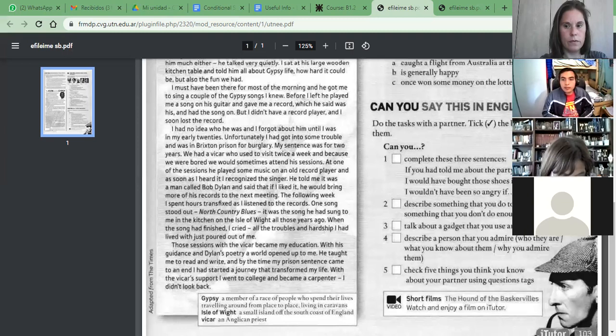I would have bought those shoes if I had money. Had, like past perfect, and then would plus the present perfect verb. Claro. Okay. If I had money. Yes. And the third, Marta?